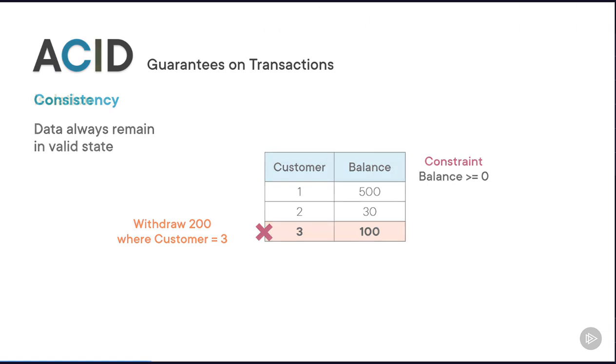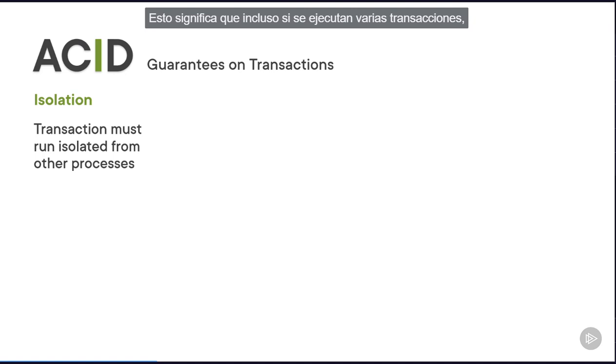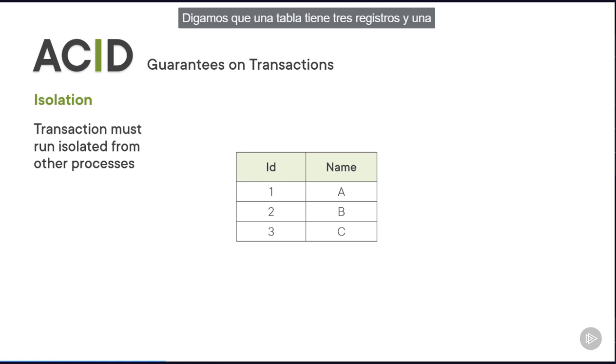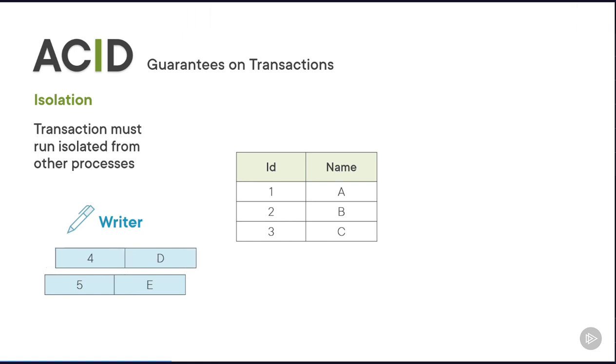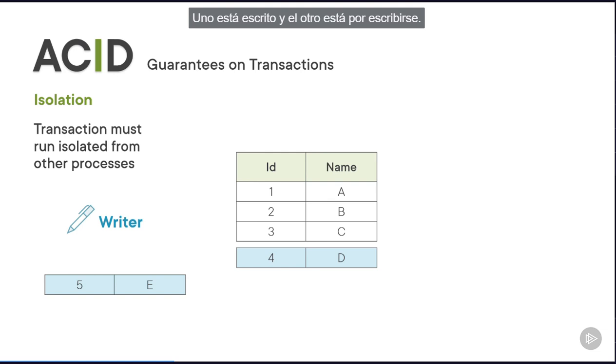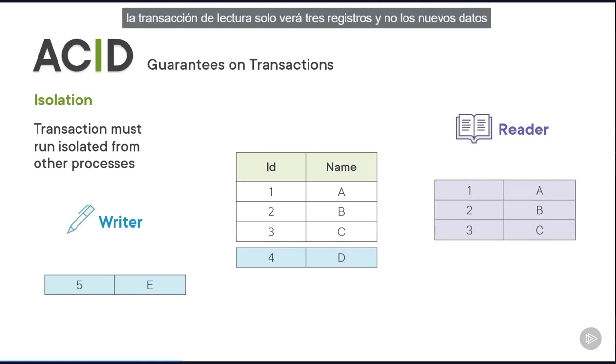Make sense? The third one is isolation. This means even if multiple transactions are running, they should not interfere with each other or affect data consistency. Let's say a table has 3 records and a transaction is writing 2 more records. One is written and the other one is about to get written. Now if a reader is reading from the same table, the read transaction will only see 3 records and not the new data till the write transaction is complete. This ensures that each transaction runs in isolation.